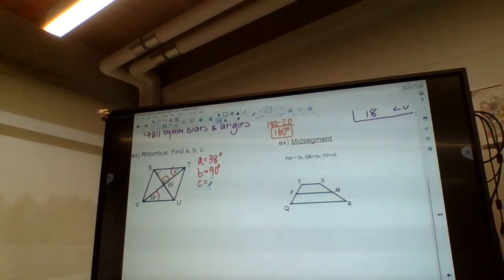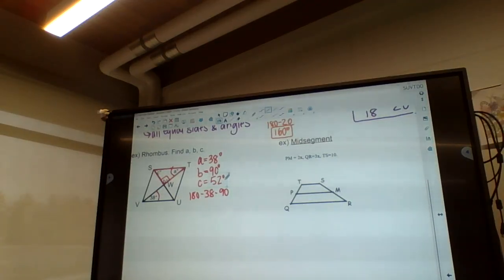Yeah, so we know that this forms a little triangle here. So we would have to do like 180 minus 38 minus 90, or you could just do 90 minus 38, and you'd find out that C would have to be 52 degrees. Okay.